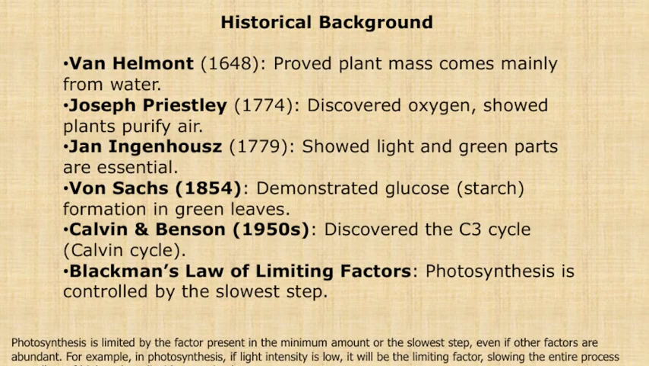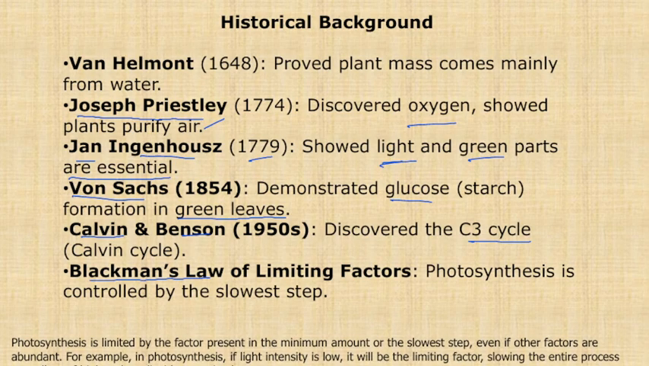So if we go a little bit into the historical background of this, Joseph Priestley was the one who discovered that oxygen is released by plants, and Jan Ingenhousz in 1779 showed that light and green parts of the plant are essential for photosynthesis. Von Sachs demonstrated that glucose is produced by the green leaves. Calvin and Benson discovered the C3 cycle, also known as the Calvin cycle.